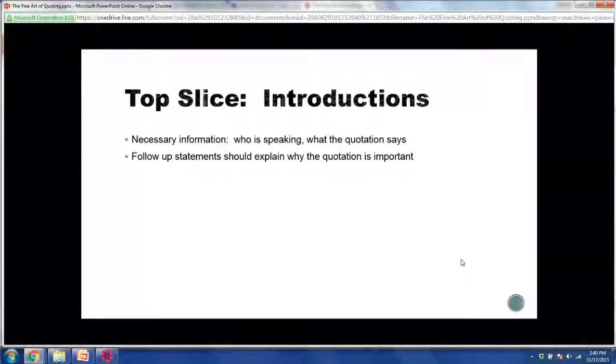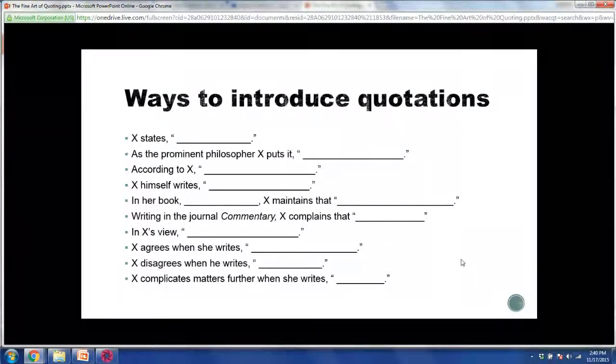Okay, so the top slice is the introduction. It gives necessary information: who is speaking, what the quotation says. In a literary analysis, it may even be what the situation is when someone says a certain word. Then any follow-up statements should explain why that quotation is important. It should give some context for the evidence before you just dump it into your paper. These templates are from They Say, I Say about argumentation, and this is a really good book for those kinds of arguments that you wrote last year in AP language. But some of these templates are successful when it comes to literary analysis.